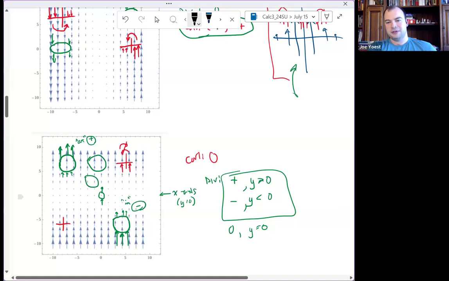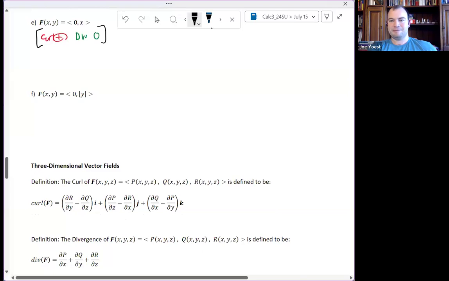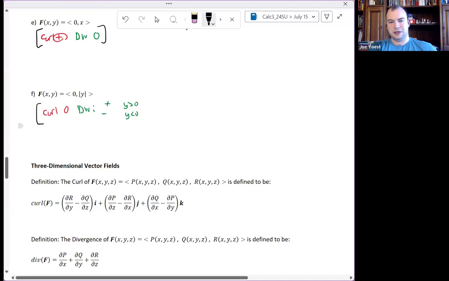And then for F, we thought the curl was 0 and the divergence was positive for positive y's and negative for negative y's. So that was our prediction here.